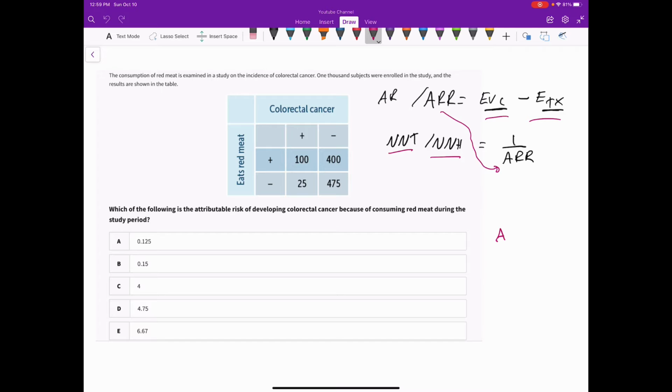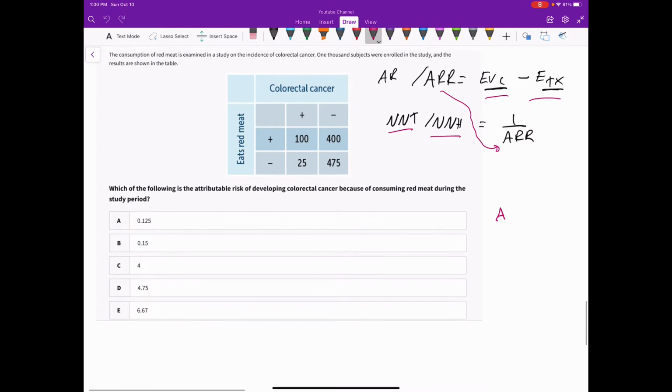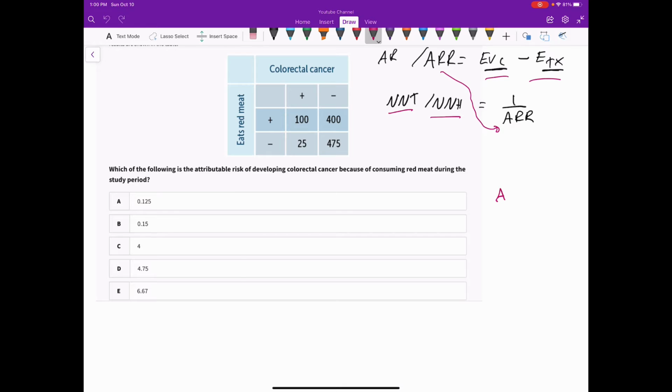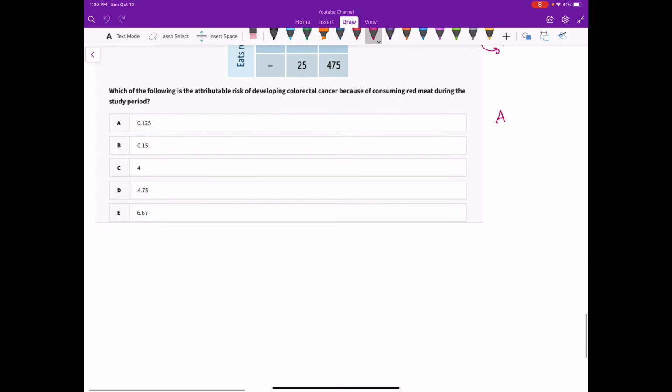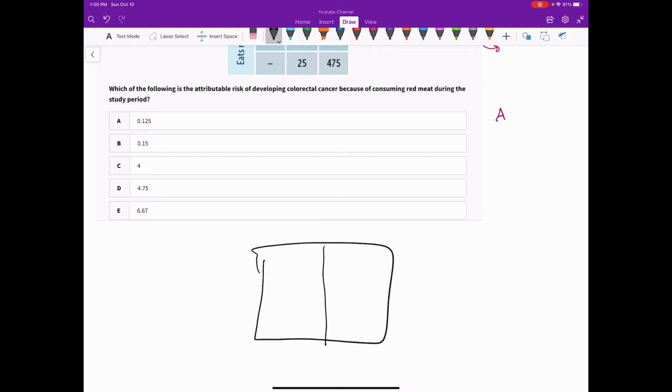But let's do it. The consumption of red meat is examined in a study on the incidence of colorectal cancer. 1,000 subjects were enrolled in the study, and the results are shown in the table. Boom. Which of the following is the attributable risk of developing colorectal cancer because of consuming red meat during the study period? Okay, I'm rewriting it because that's what I do. So if we rewrite it, I should do that in black. Makes it look better.